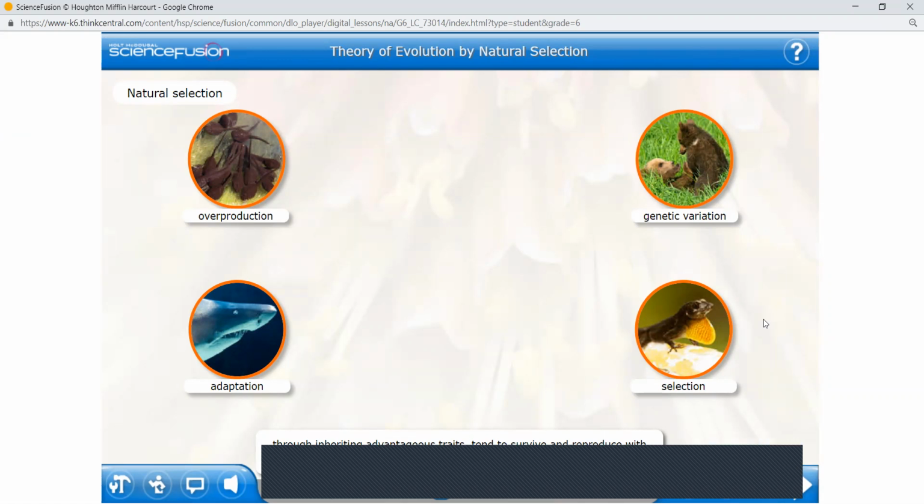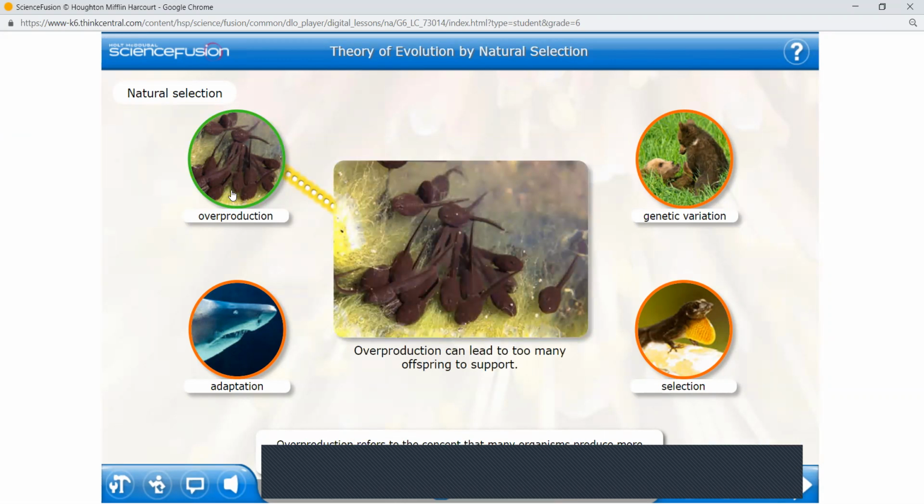So there were four things through which they explored more about the theory of evolution by natural selection: overproduction, genetic variation, selection, and adaptation. I've shown you this yesterday also, but we'll watch it again. See? Overproduction refers to the concept that many organisms produce more offspring.